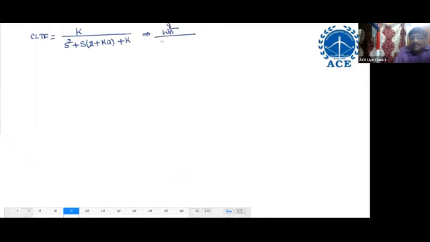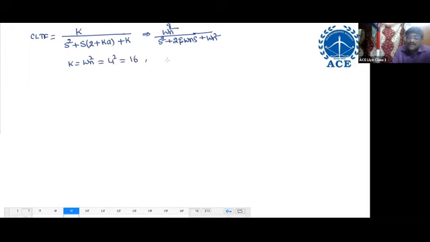You should observe the order of the system. So it is a second order system: omega n square by S square plus 2 zeta omega n S plus omega n square. Compare with this. So K equals what? Omega n square. Omega n is given as 4, so 4 square, that means 16.